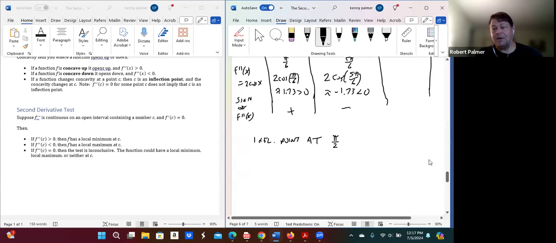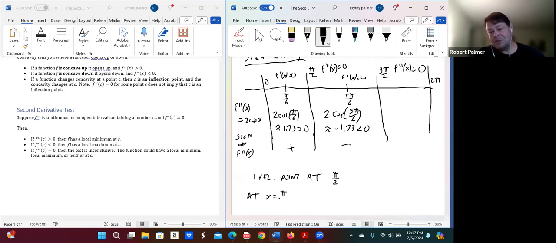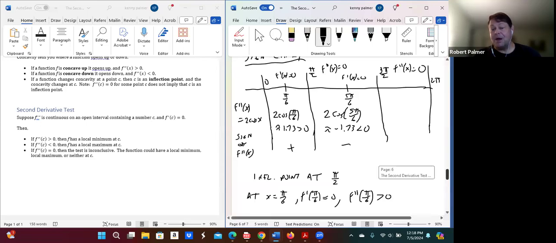All right, now let's think about our local minimum or maximum values. At x equals pi over 6, the first derivative is 0 there. We know that's a critical value. The second derivative, f double prime at pi over 6, is positive. All right, so look back at our second derivative test. The critical values are where the first derivative is 0. If your second derivative is positive, we have a local minimum there. So we have a local minimum at pi over 6.